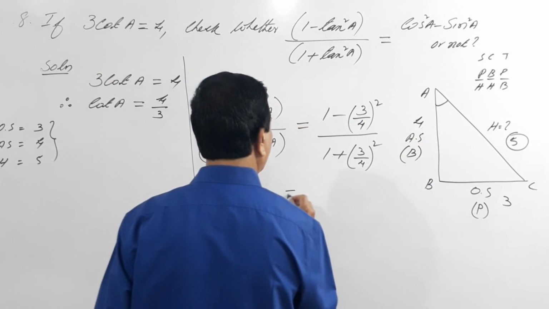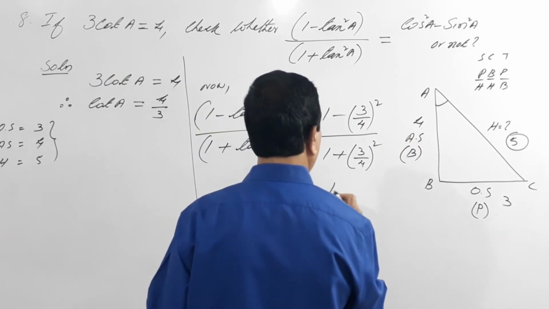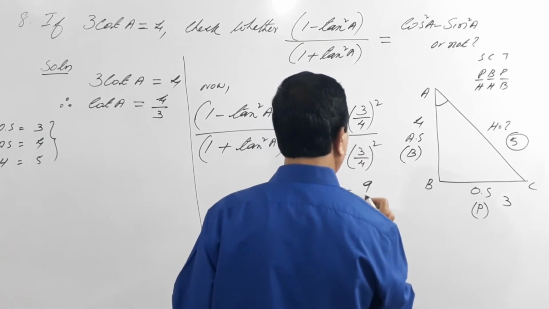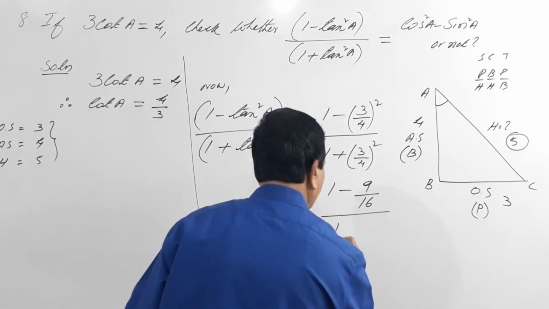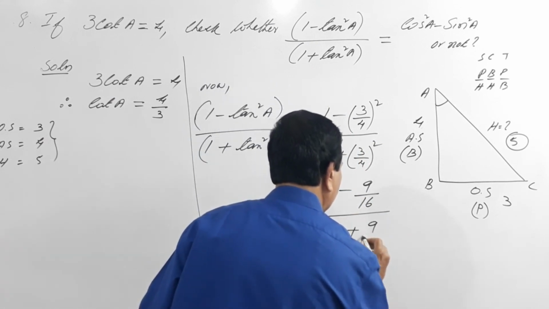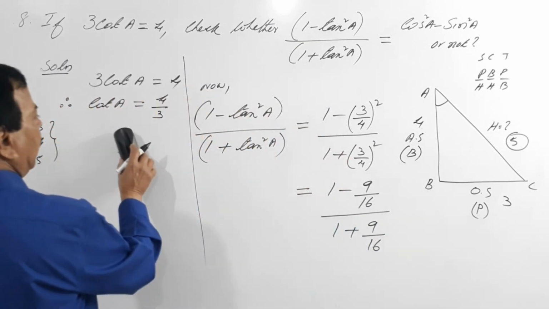So that is equals to 1 minus 9 by 16 divided by 1 plus 9 by 16. Done. I'll rub this.